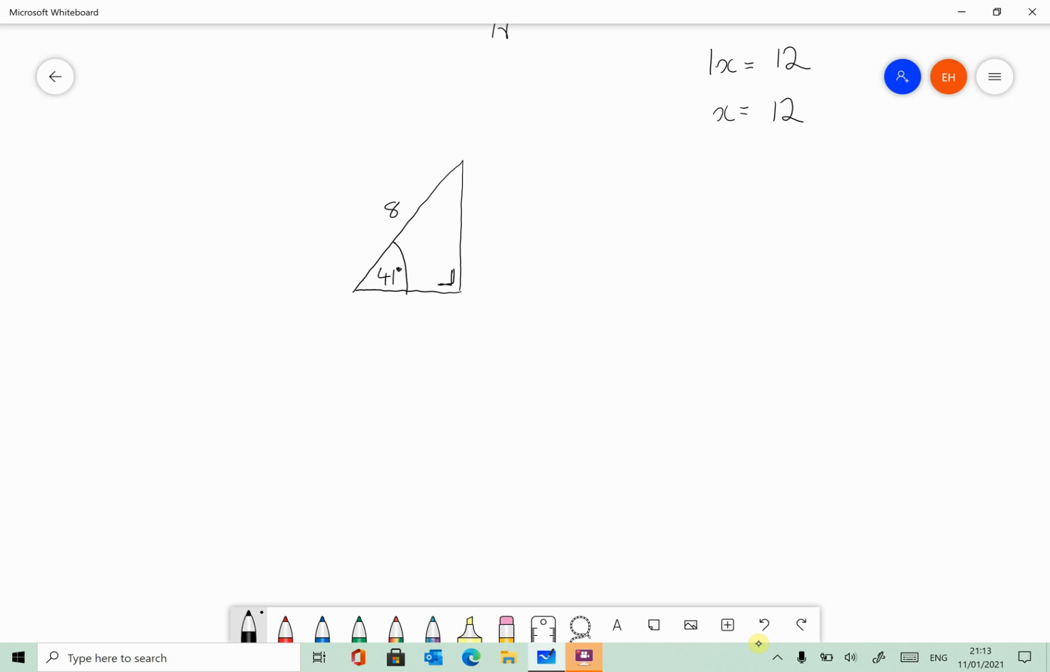And I want to know the length of this side here. Okay, so let's label up our triangle. 41 degrees, that's the angle, so let's call him theta. We know 8 is the hypotenuse, and we know x is the adjacent.